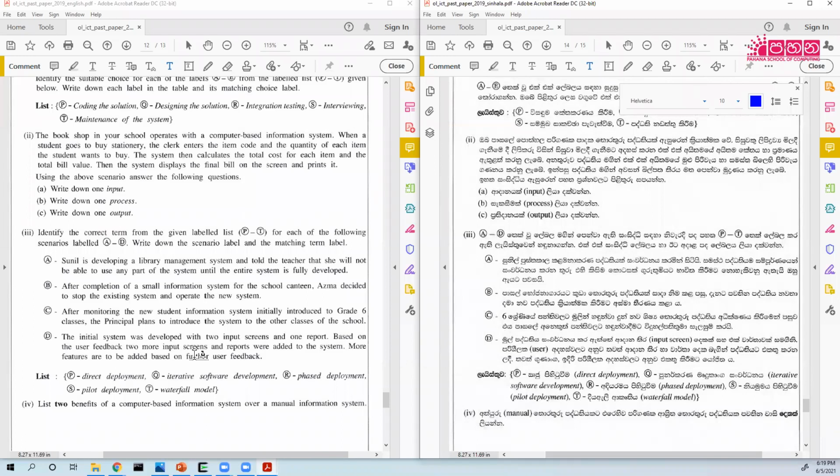So this question is also direct. It's about the information system. So for any information system, you should be able to identify what are the inputs, what are the processes, and what are the outputs. So I hope everyone will answer this question in the chat.